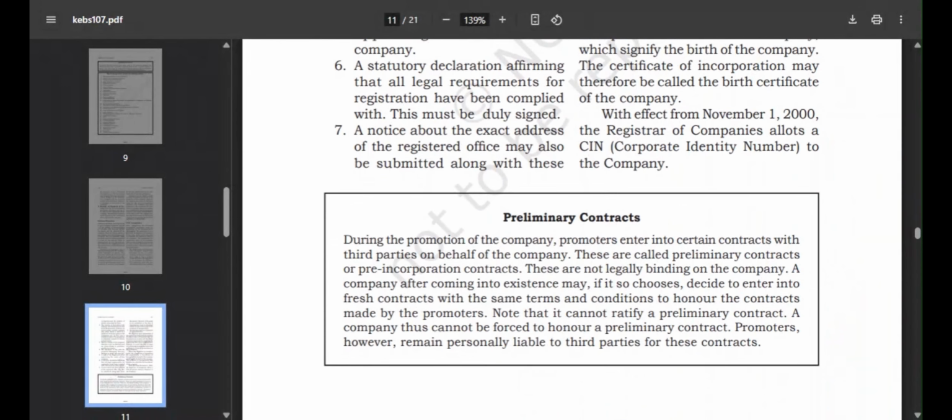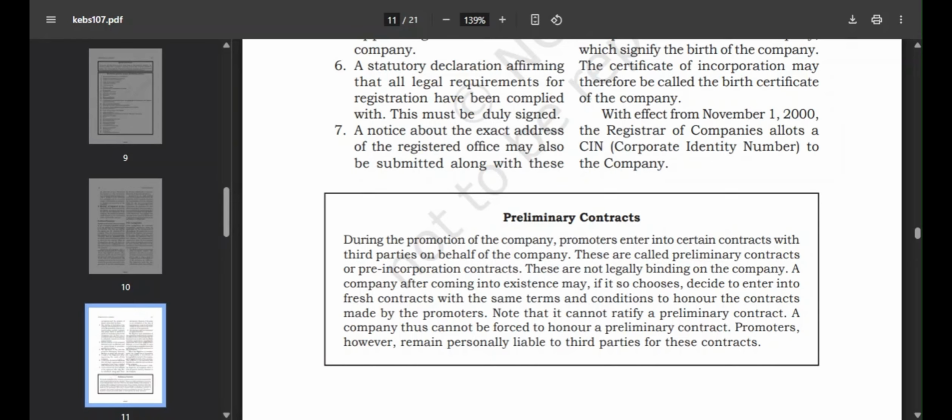Then you have preliminary contracts. Preliminary contracts means before contracts. Okay, this is also important. It usually comes as a case study. During the promotion of the company, promoters enter into certain contracts with third parties also on behalf of the company. These are called preliminary contracts or pre-incorporation contracts.